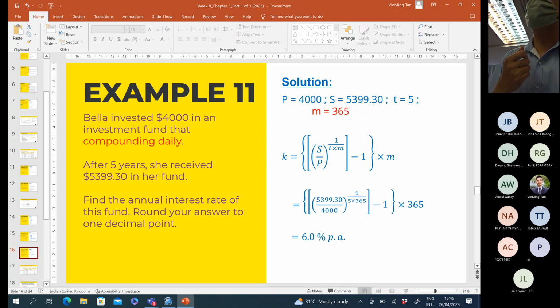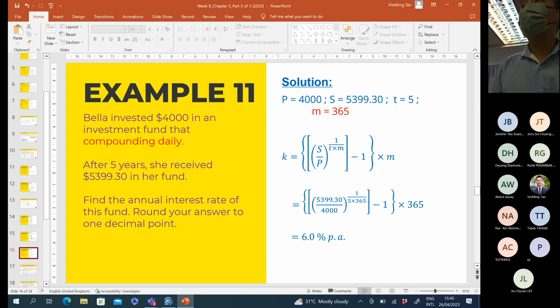Bella invested 4,000 in an investment fund that compounds daily. After 5 years, she received $5,399.30 in her fund. This is the accumulated amount after 5 years. Find the annual interest rate of this fund. Annual interest rate means the K. And then you have to round the answer to 1 decimal point.